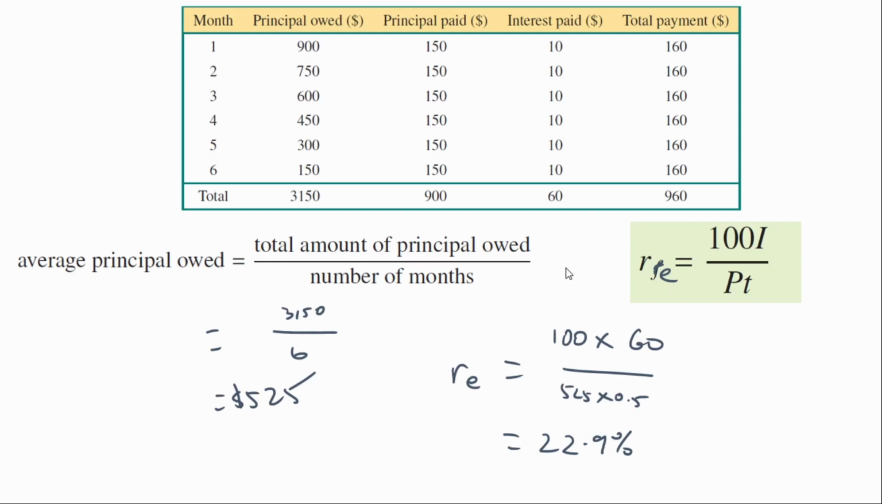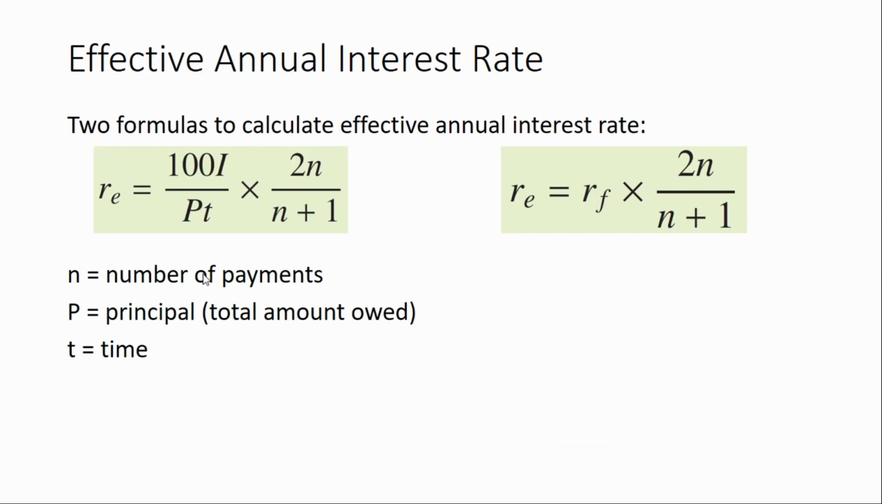So that's how you could get the answer if you got a table of values like that there. But in reality, you won't be given tables like this all the time. So we've got two formulas to help you work that out better. So make sure you've got these two formulas down in your books, because they'll be used very often. So the first one is 100 times I over the principal times time times 2n, n is new here, which is the number of payments, divided by n plus 1.